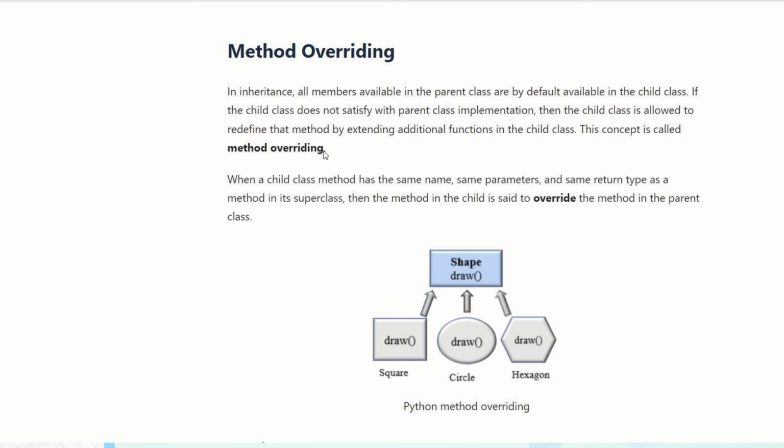So muna siya gitawag og method overriding. You can override or redefine or you can change. No? So muna siya method overriding. So when a child class method has the same name, same parameters, same return type as the method in your superclass or your parent class, then that method in the child is said to override the method in your parent class. Okay, this overriding.